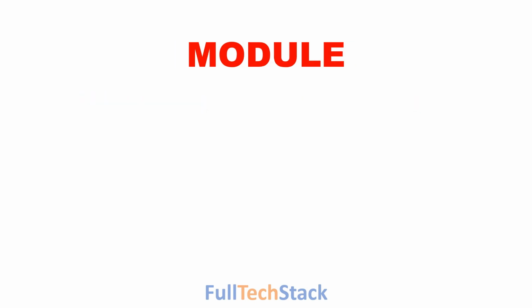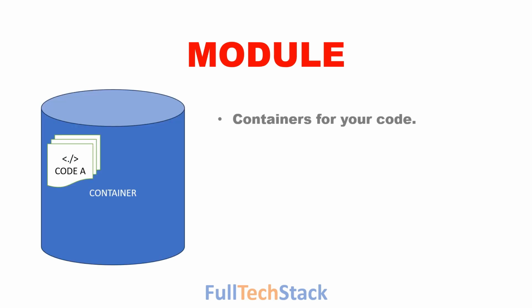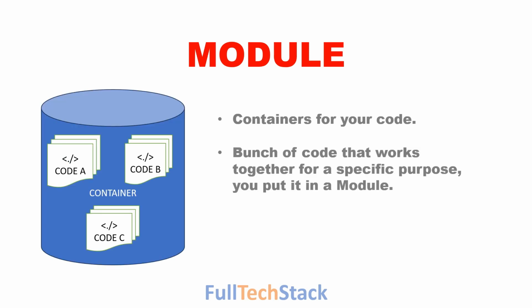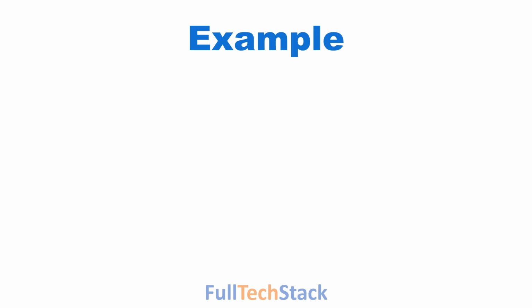Module. Think of modules as containers for your code. When you have a bunch of code that works together for a specific purpose, you put it in a module. Modules keep things organized. Creating a module is like making a labeled box for your stuff.